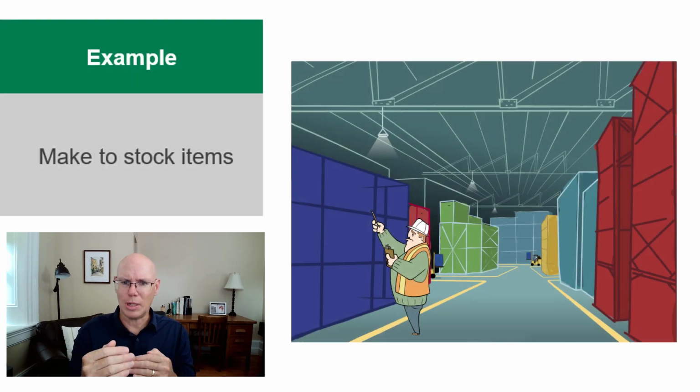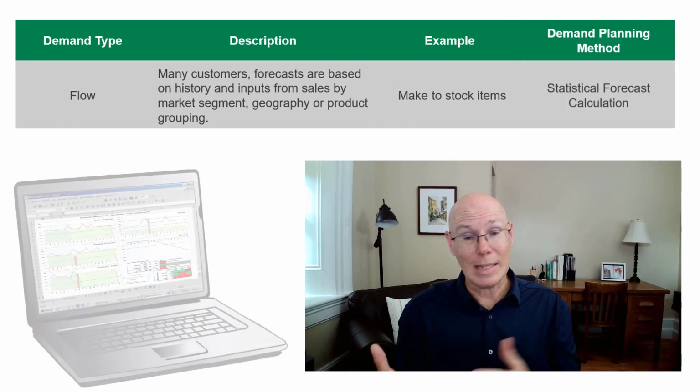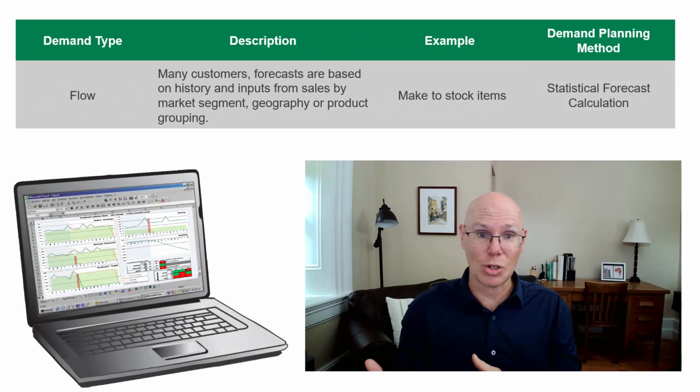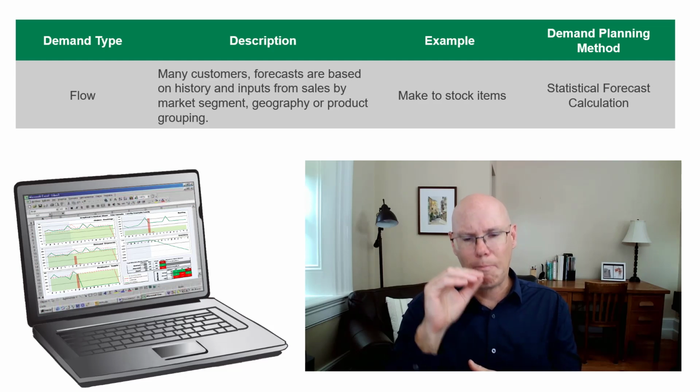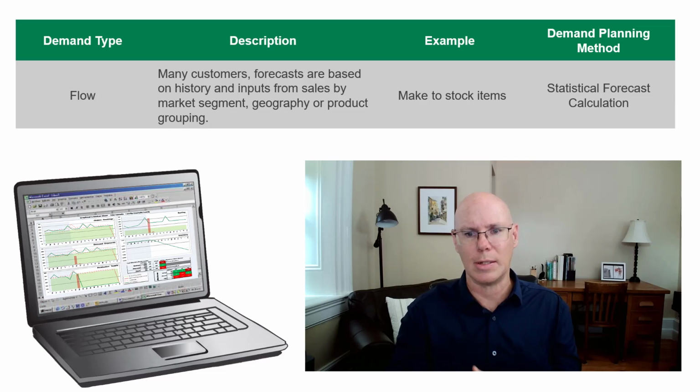Because we can use history and each transaction is only a small part of the overall demand, we can apply statistical forecasts to develop a future forecast. We may apply a seasonal index to the forecast and potentially some future growth plan, but the basis of this demand plan is the historically based statistical forecast.